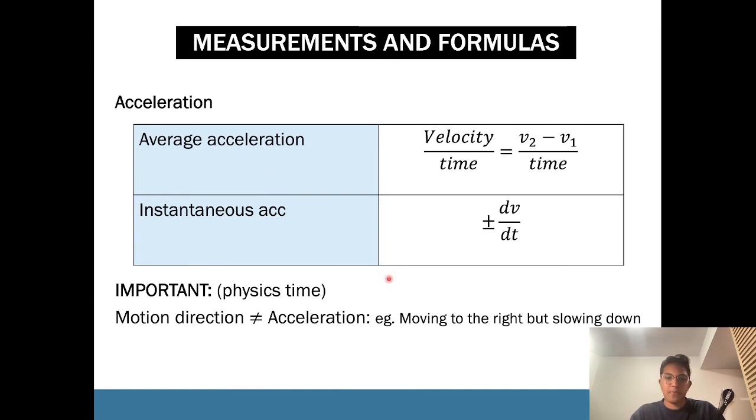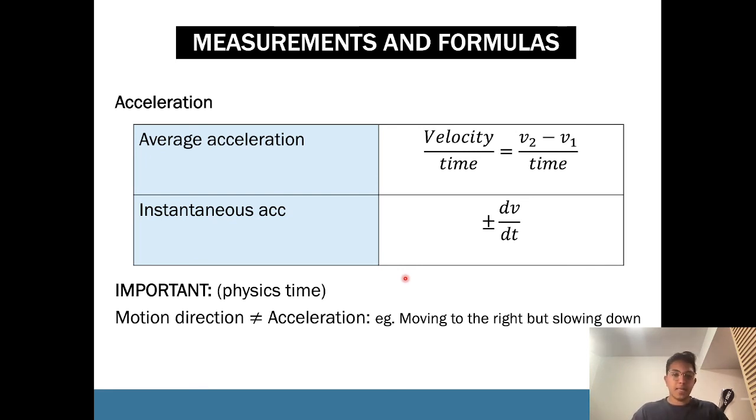So here's our average acceleration. Remember, acceleration is a vector property. So we need the final velocity minus the initial velocity over time, and that gives us our average acceleration. Our instantaneous acceleration, on the other hand, is just the derivative of velocity.